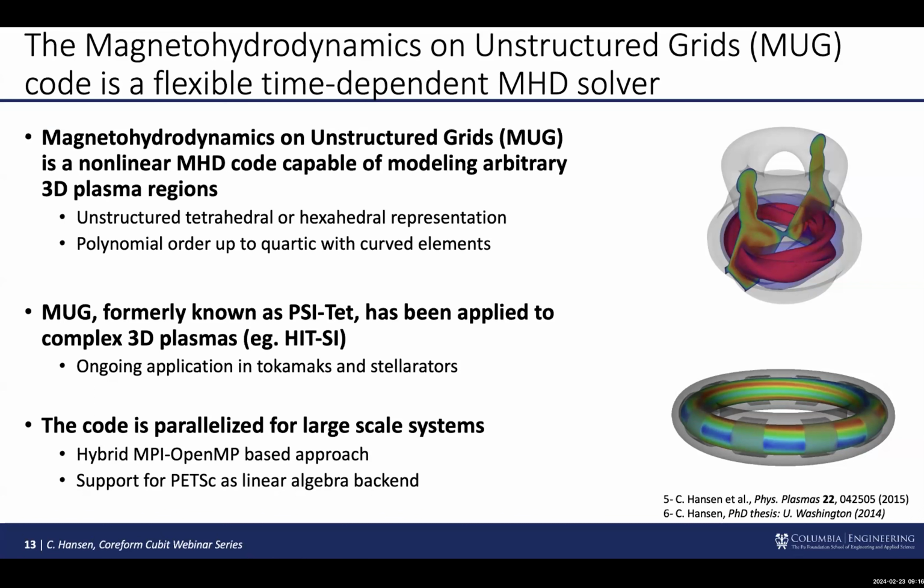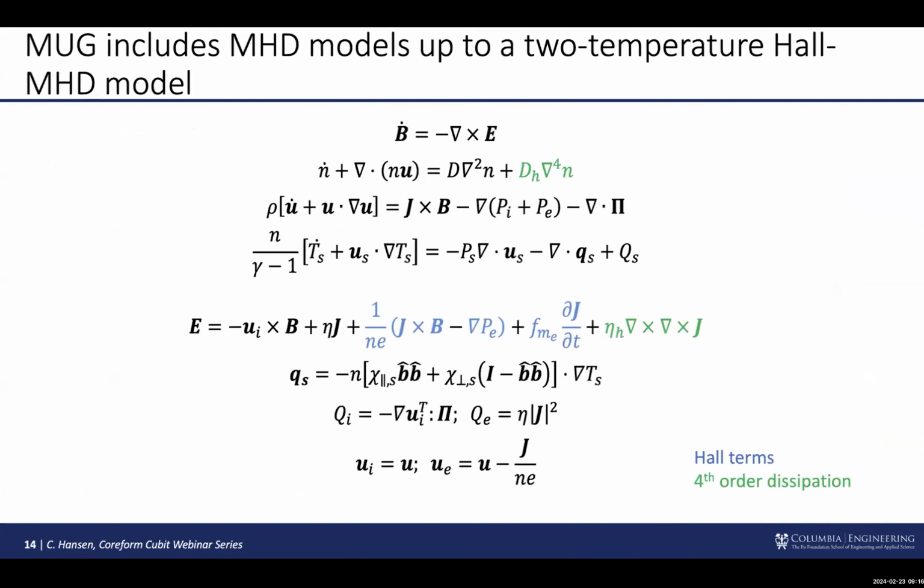So we do this through unstructured tetrahedral or hexahedral representations, but we can still get very high geometric accuracy, even with relatively coarse grids, by using higher polynomial order finite elements, and we can use curved elements to capture the geometric representations there as well, which Cubit is very helpful for producing. And this has been applied to complex 3D plasmas and is continuing to be applied to these cases.